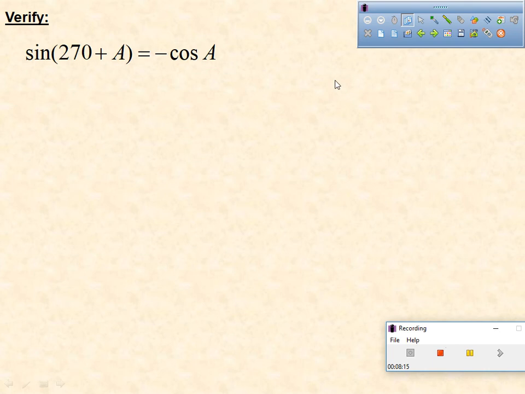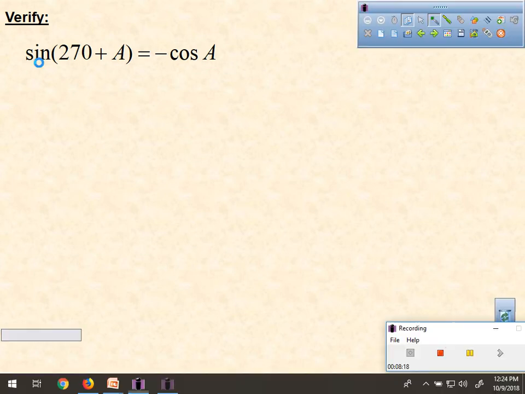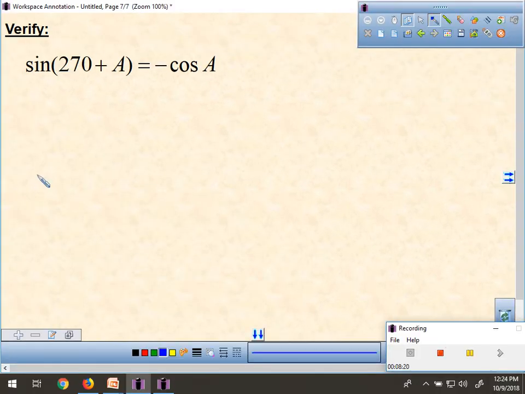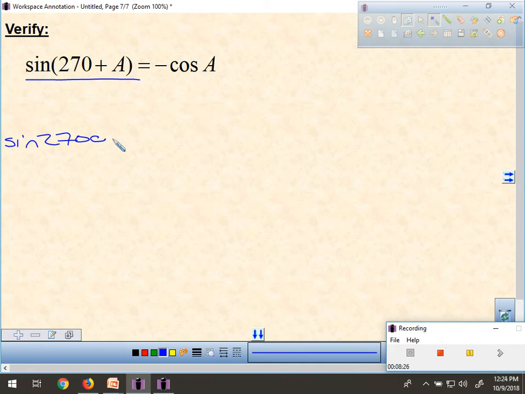A similar one to that is if I wanted you to verify this. So again, I'd use the sum identity for sine. So I'd get sine of 270 cosine of A plus cosine of 270 sine of A.